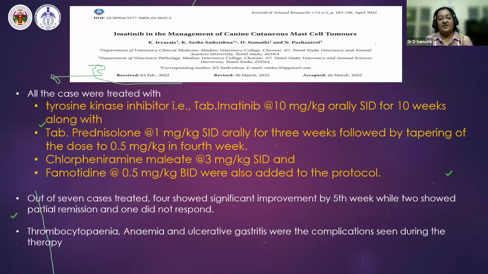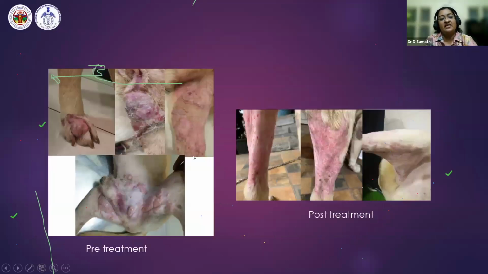Only thing is the side effects were thrombocytopenia and anemia and ulcerative gastritis during the course of the treatment, which improved later on. So these were the few cases that we used. Here you can see there was extensive involvement in the ventral abdomen, and here in the leg, here on the sides of the leg, which improved after the treatment.